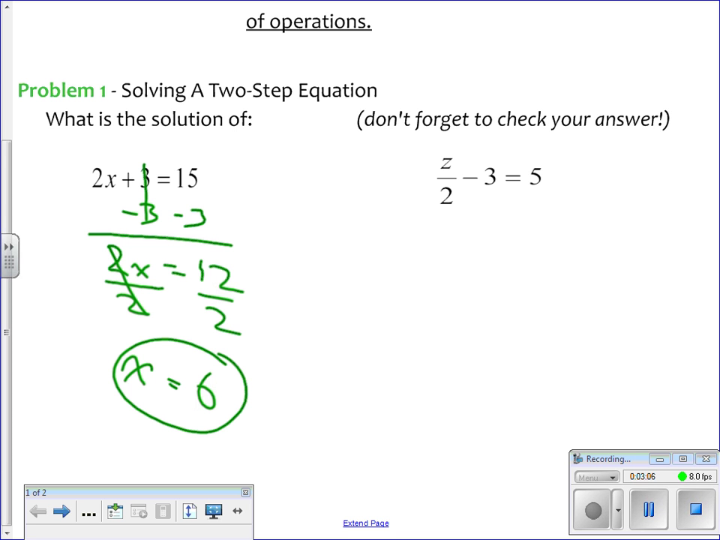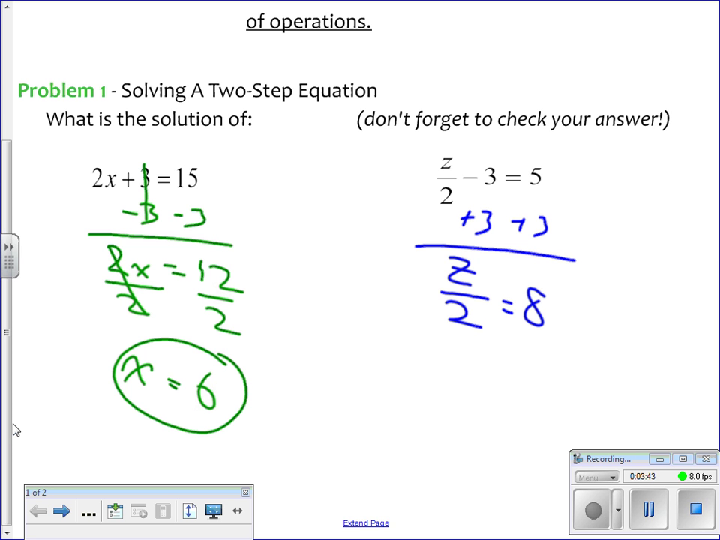Okay. Really, it is not that much more than that. When you're doing a two-step equation, 90% of the time, this is what you do: addition, subtraction, and then your multiplication and division. So what's my first thing I'm going to do on this one? What am I going to do first? I'm going to add 3 to both sides. So I have z divided by 2 is equal to 8. Right? 5 plus 3, yeah, 8.